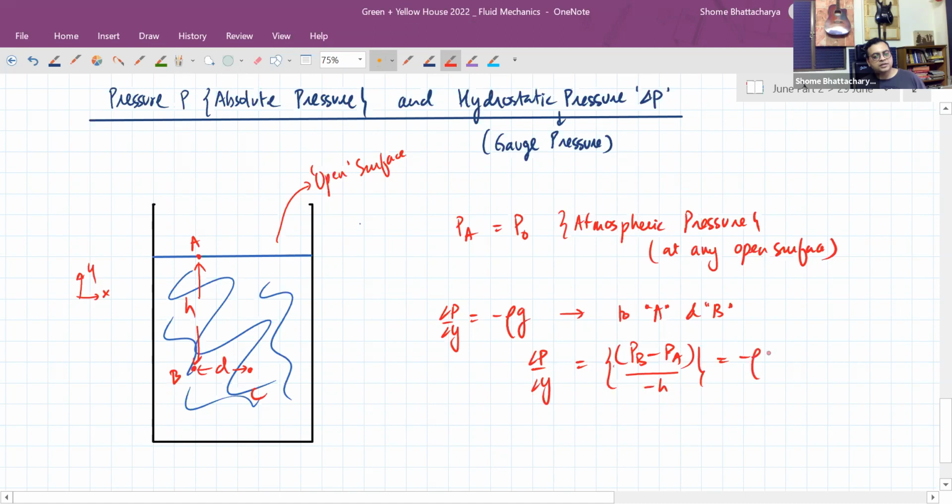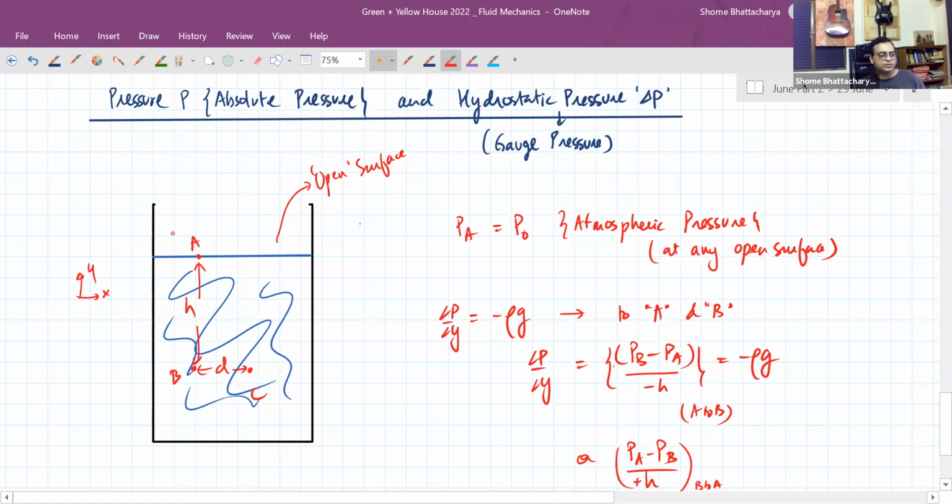So that should be equal to minus H. So this is when I'm going from A to B. Or if I go from B to A, I can also write this as PA minus PB divided by H. This is going from B to A. So B to A, I'm going vertically upwards, so delta Y is plus H. Okay. And final is A, initial is B.